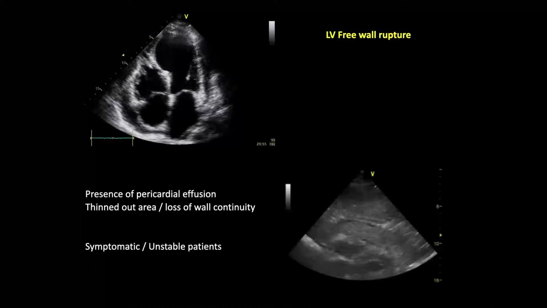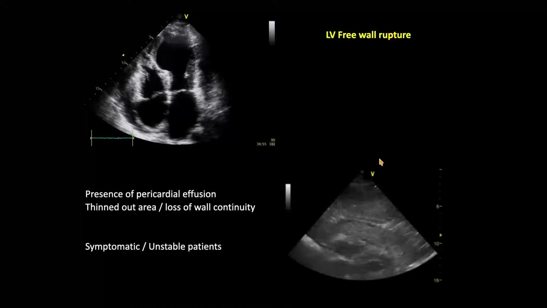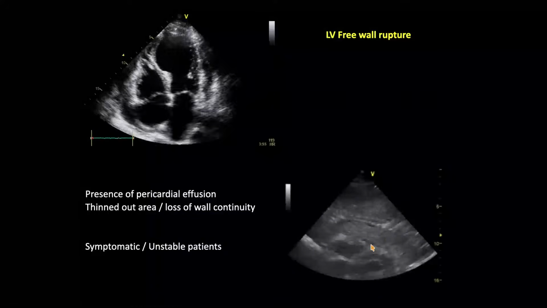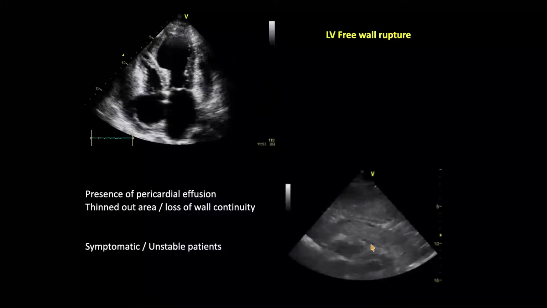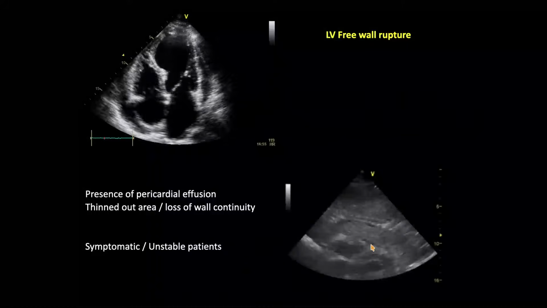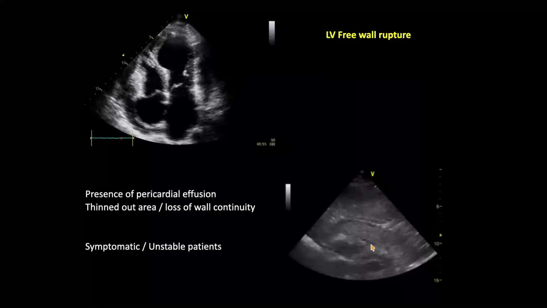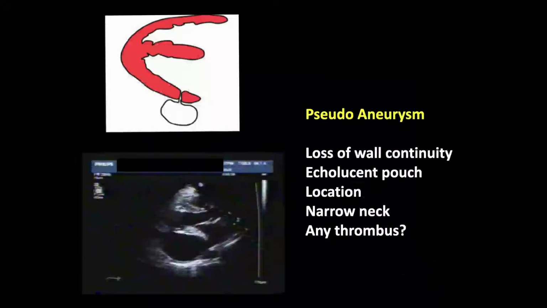So you can have sudden death, or you can have a free wall rupture, and the image below shows a large thrombus sitting over there, which has temporarily sealed the rupture, and this patient will have enough time to survive a little longer for management. So you can have patients coming with a large thrombus and with a temporarily sealed free wall rupture which has happened. And you have the aneurysms.